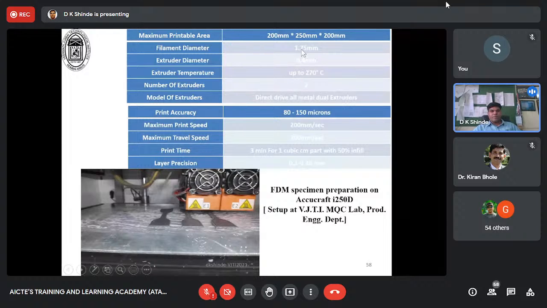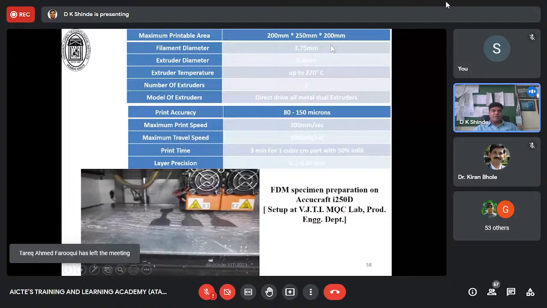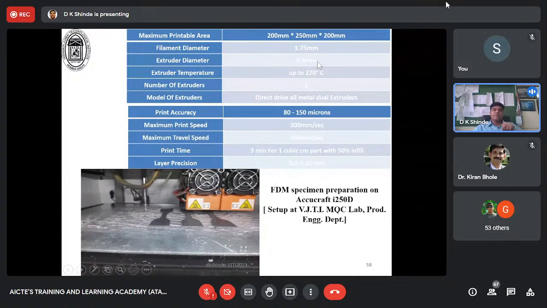We have a bed of 200 by 250 by 200 millimeters. The diameter of the filament it accepts is 1.75 millimeters. The extruder diameter is 0.4 millimeters, where the material will be dropping down and curing. The maximum temperature is 270 degrees Celsius, at which the material can be used to deposit and print the part.